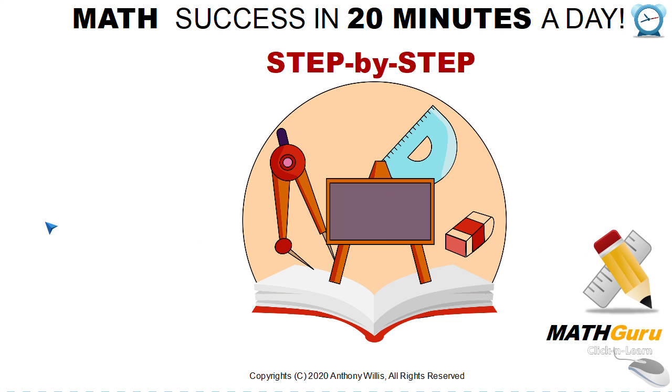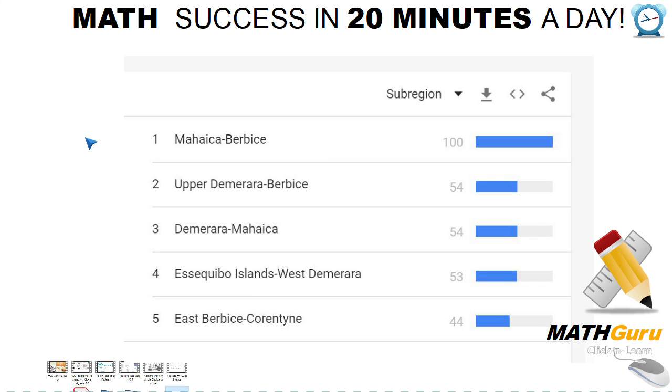This CD contains a number of different important pieces of information. First, we did a research on Google to determine the demand for help in mathematics in Guyana, and according to the Google Analytics, it revealed that in the Mahaica-Berbice area, around 100 students went online in search for secondary school mathematics. In Upper Demerara-Berbice, around 54, Demerara-Mahaica, 54, Essequibo Islands, 53, and so on.